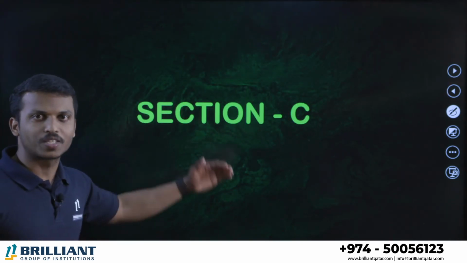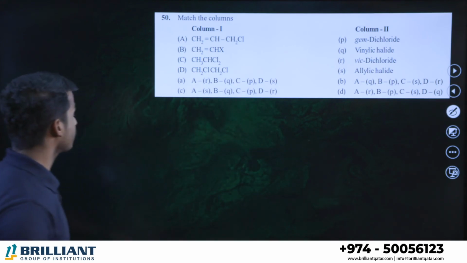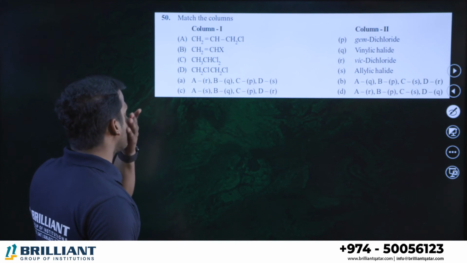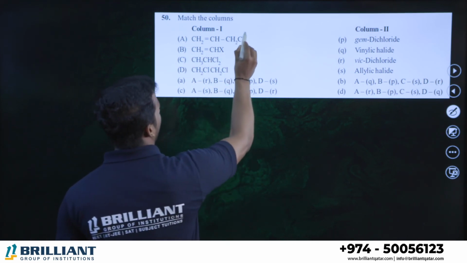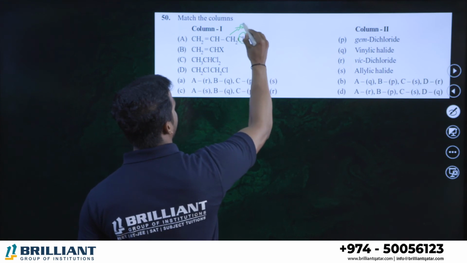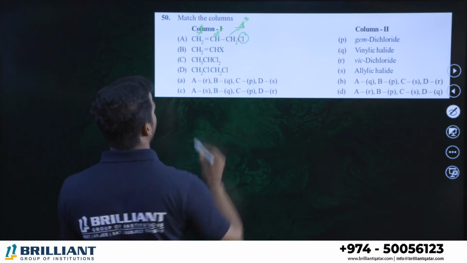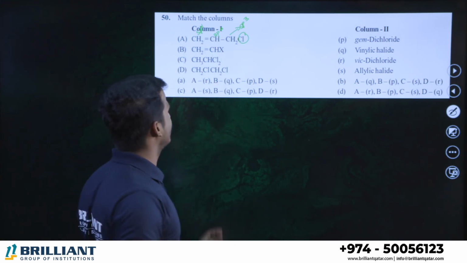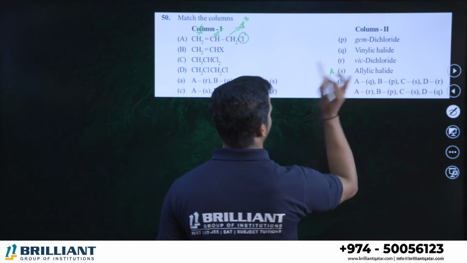Next, I'm going to the last part, section C. Question number 50. Match column 1 and column 2. Dear all of you, which halide is this? You know, here the chlorine-connected carbon is an sp3 carbon. This is sp2 carbon, this is sp2 carbon. This is called what? Allyl group. This is an allyl chloride. So allylic halide. So A is matching with S.